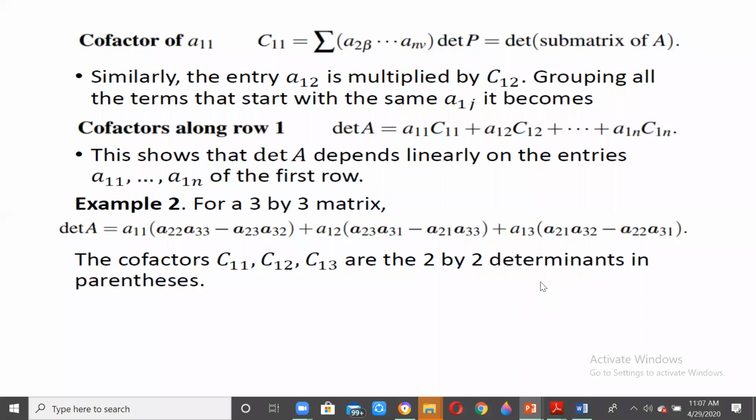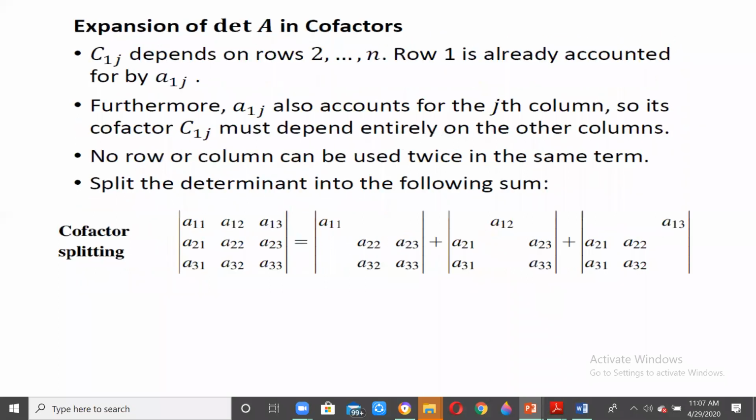And you should go down in that way. So expansion of the determinant A in cofactors is what needs to be done. C1j depends on the rows 2 to n. Row 1 is already accounted for by the A1j, and then we need to consider the rest of the terms as C1j. Furthermore, A1j also accounts for the jth column, so its cofactor C1j must depend entirely on the other columns. It cannot depend upon that column.